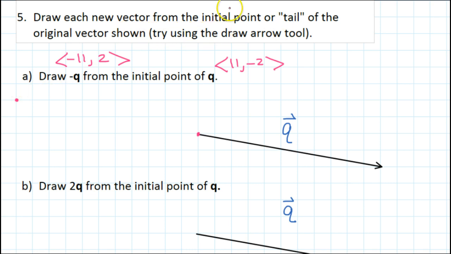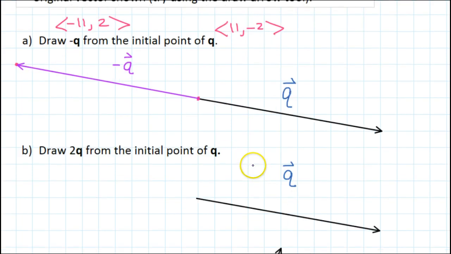Now I'm going to try using the draw arrow tool. So I'm going to go into the draw menu, pick the arrow, and go like this. Boom. So as you can see, the vector negative q is going to go in the exact opposite direction of vector q. Okay, and maybe I can label this as well as the vector negative q.